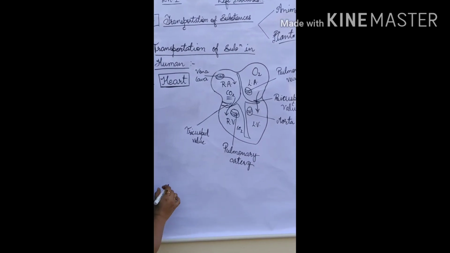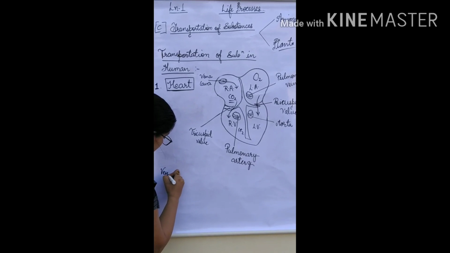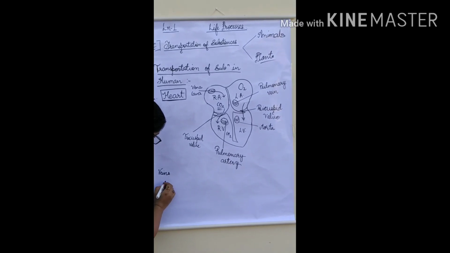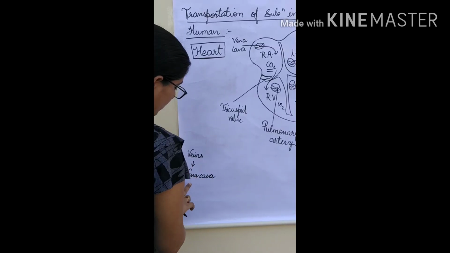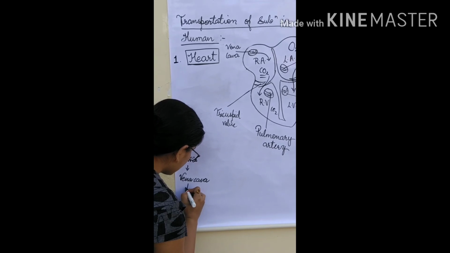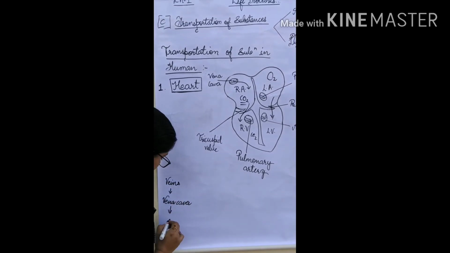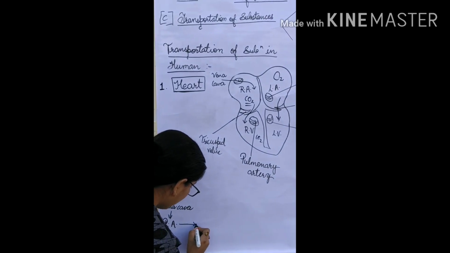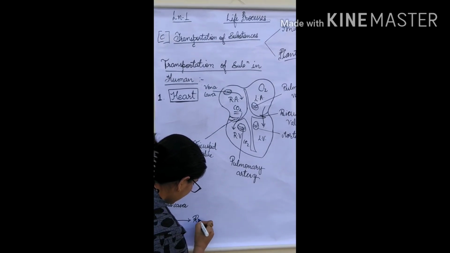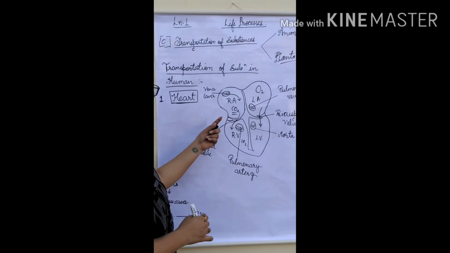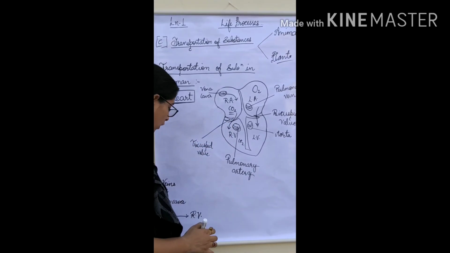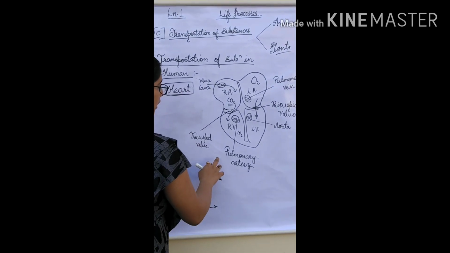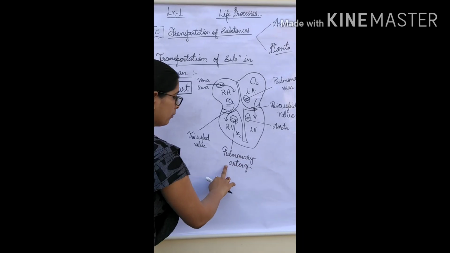See, I told you the veins carry the blood from the different parts of the body and pour it into the vena cava. Vena cava carries the blood to the first chamber. This is your right auricle. From the right auricle, the blood moves to the right ventricle by crossing the tricuspid valve. And from the right ventricle, the blood moves to the lungs through the pulmonary artery.